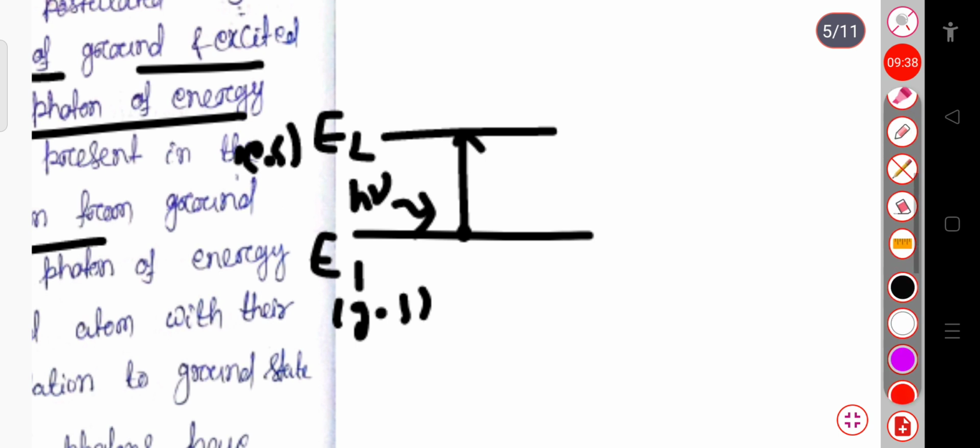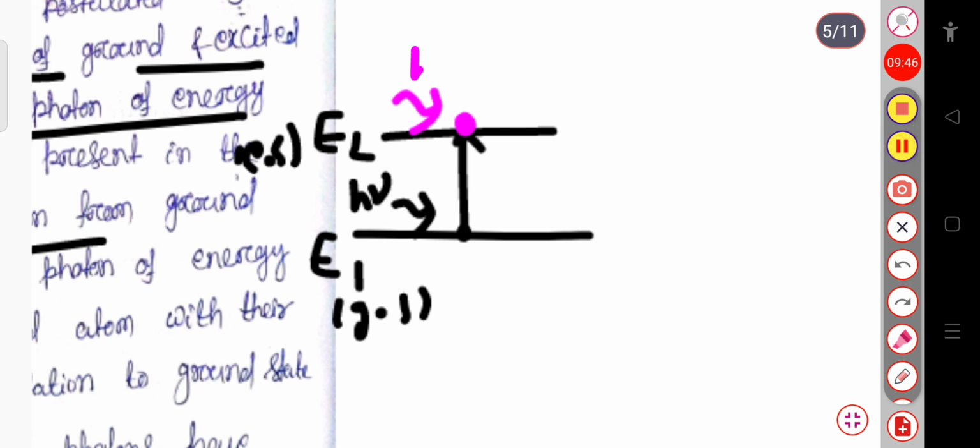Okay, so the atom is now present at this point, in the excited state. If some additional amount of energy, that is h nu, is supplied at this point, then it will get de-excited. That is, it will come back to its ground state by emitting two energies: one is h nu and another one is also h nu.